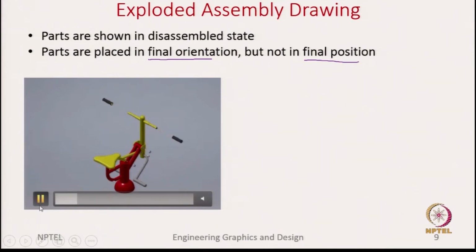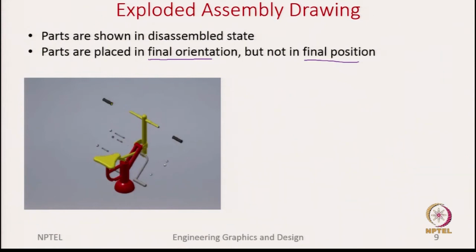As you can now see, each of these parts are moved away from the assembly, but when they are moved away, the final orientation of each of those parts is retained the same. The only thing is they are moved away in such a fashion that none of these parts overlap with each other. So, the purpose is to show all of those parts without overlapping with each other, but maintained in the same orientation.